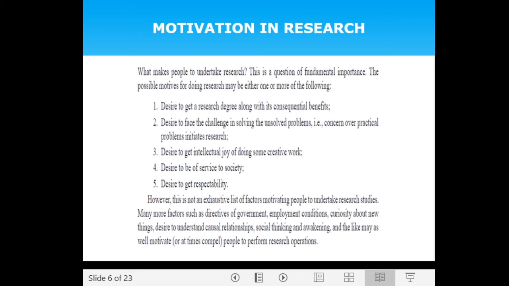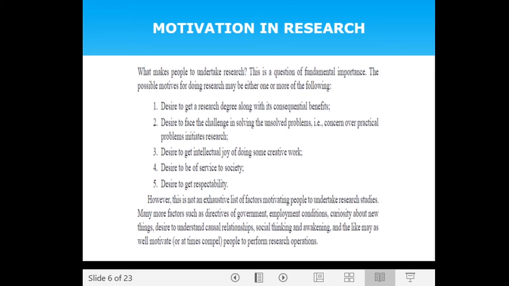If you want to acquire a PhD degree, based on that degree I might be able to land a good job. So for that kind of motivation you can go. Desire to face the challenge of solving unsolved problems, that is good. You find that the Indian library setup is not on par with the Western setup. There is a lack of technological advances in the library field, so you want to do research on that. To solve unsolved problems, you have motivation.